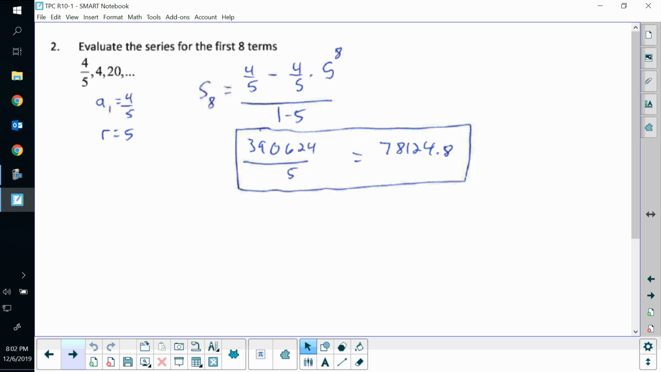Next one, we are multiplying each time by 5, meaning it's geometric. We have a series. Okay, notice series, not sequence, so therefore we have to use the geometric series formula on our reference sheet. Fill everything in, and either of those answers are okay that are boxed because our decimal terminates.